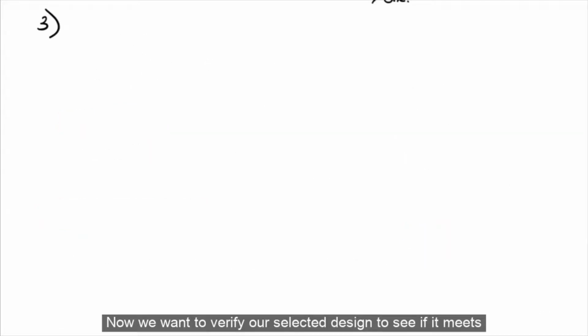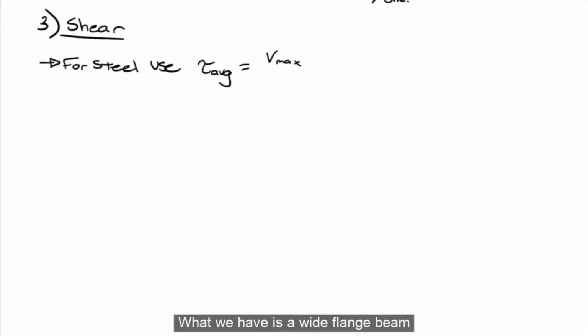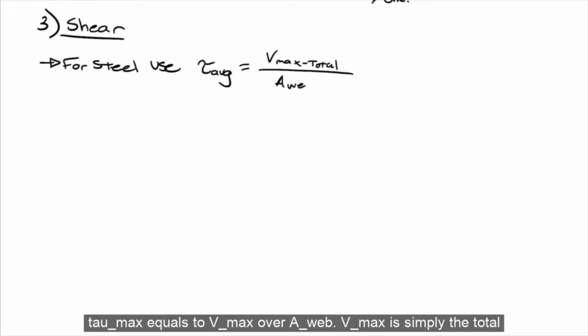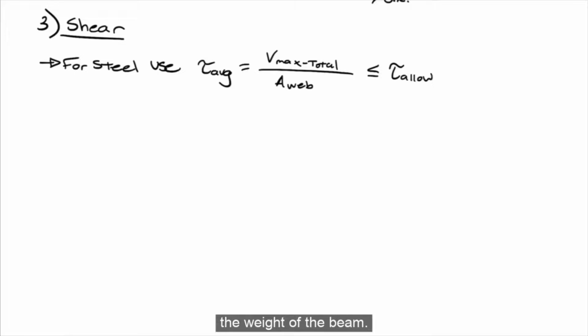Now we want to verify our selected design to see if it meets the shear requirements. What we have is a wide flange beam, so we'll use this equation: tau max equals Vmax over A web. Vmax is simply the total maximum shear force from the live load in the question, in addition to the weight of the beam. So we'll have 24.13 kip.